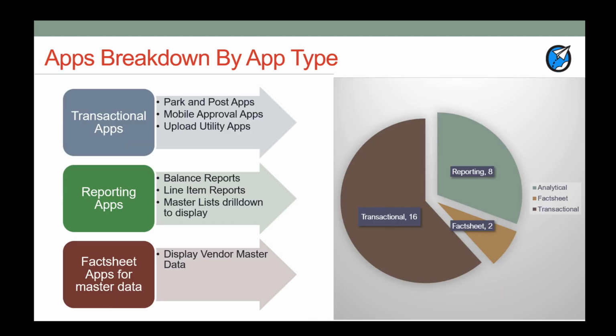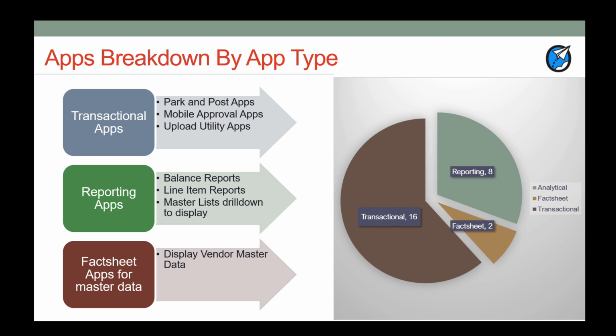Let's now take a look at the breakdown of apps by app type. As you can see, transactional apps are the bulk of the apps in the bundle. 16 out of the 26 are transactional, 8 of them are reporting, and 2 of them are fact sheets. Reporting apps include balance reports and line item reports. Fact sheets include customer master and vendor master display apps.